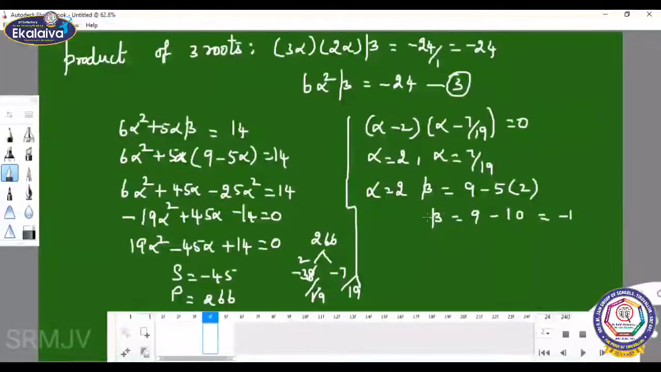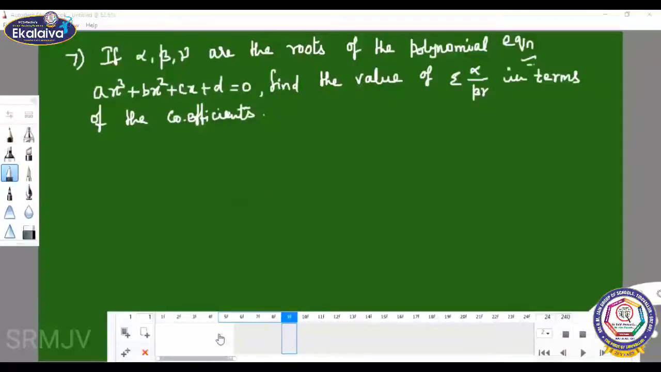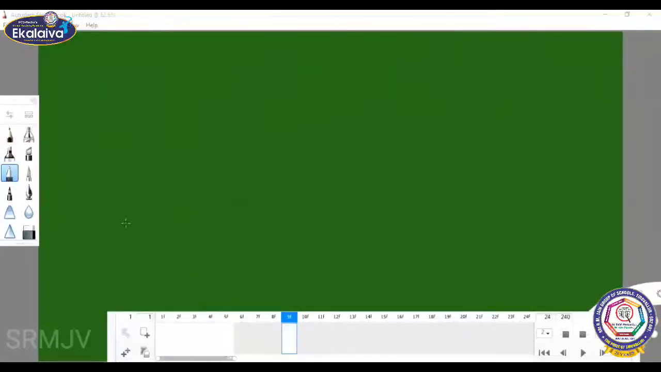So the roots are, what are the roots? 3 alpha, 2 alpha, beta. It gives 3 twos are 6, 4, minus 1. The roots are 6, 4, minus 1.